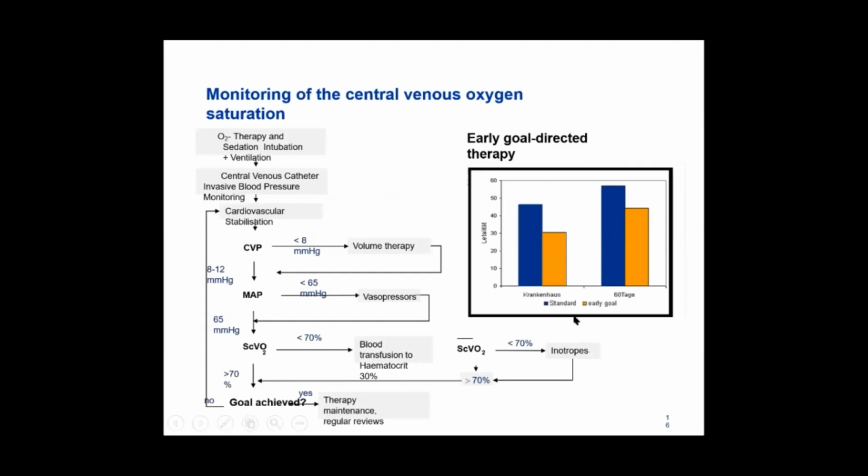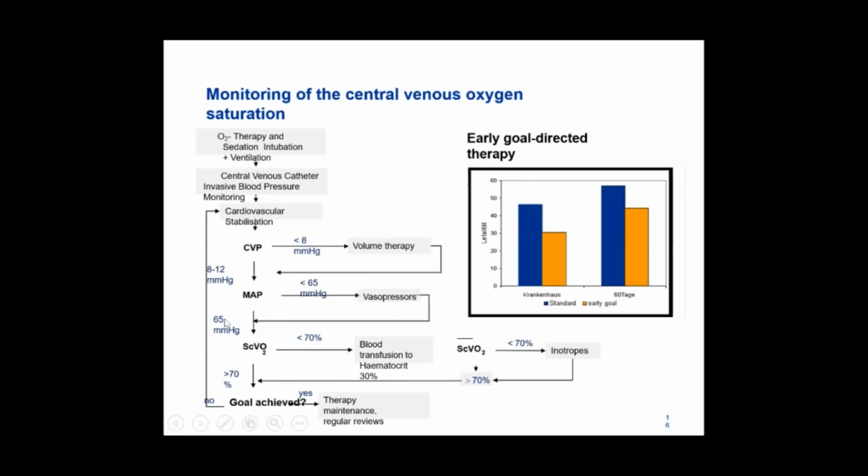This is a simple flow chart from a practical point of view, which we can discuss. Any patient receiving oxygen therapy, sedated, intubated and on ventilation in the ICU, we always use a central venous catheter and invasive blood pressure monitoring to help us achieve cardiovascular stabilization. Let's see if we have a CVP. If it is less than 8, we can always consider volume therapy. After giving volume therapy, if the CVP has risen to about 8 to 12 millimeters of mercury, let us guide ourselves by whether the mean arterial pressure is appropriate. If it is still less than 65, we think about vasopressors.